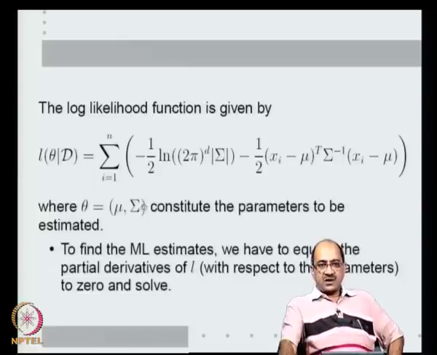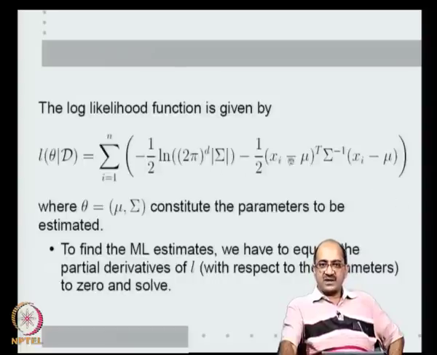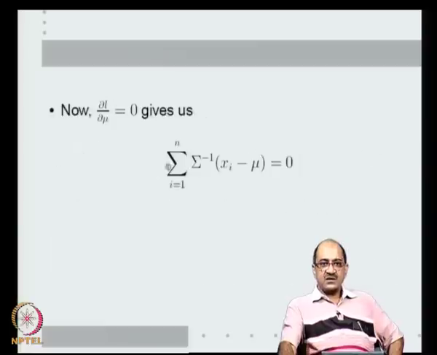Now, mu is a vector, sigma is a matrix. So, to differentiate this with respect to a vector, that is, I have to find the gradient of this function with respect to mu. If I differentiate this with respect to mu, the first term is independent of mu, so that will go to 0. The second term is a quadratic form in mu, so its derivative will be simply sigma inverse times (xi minus mu). So, if I differentiate like that, this is what I get.